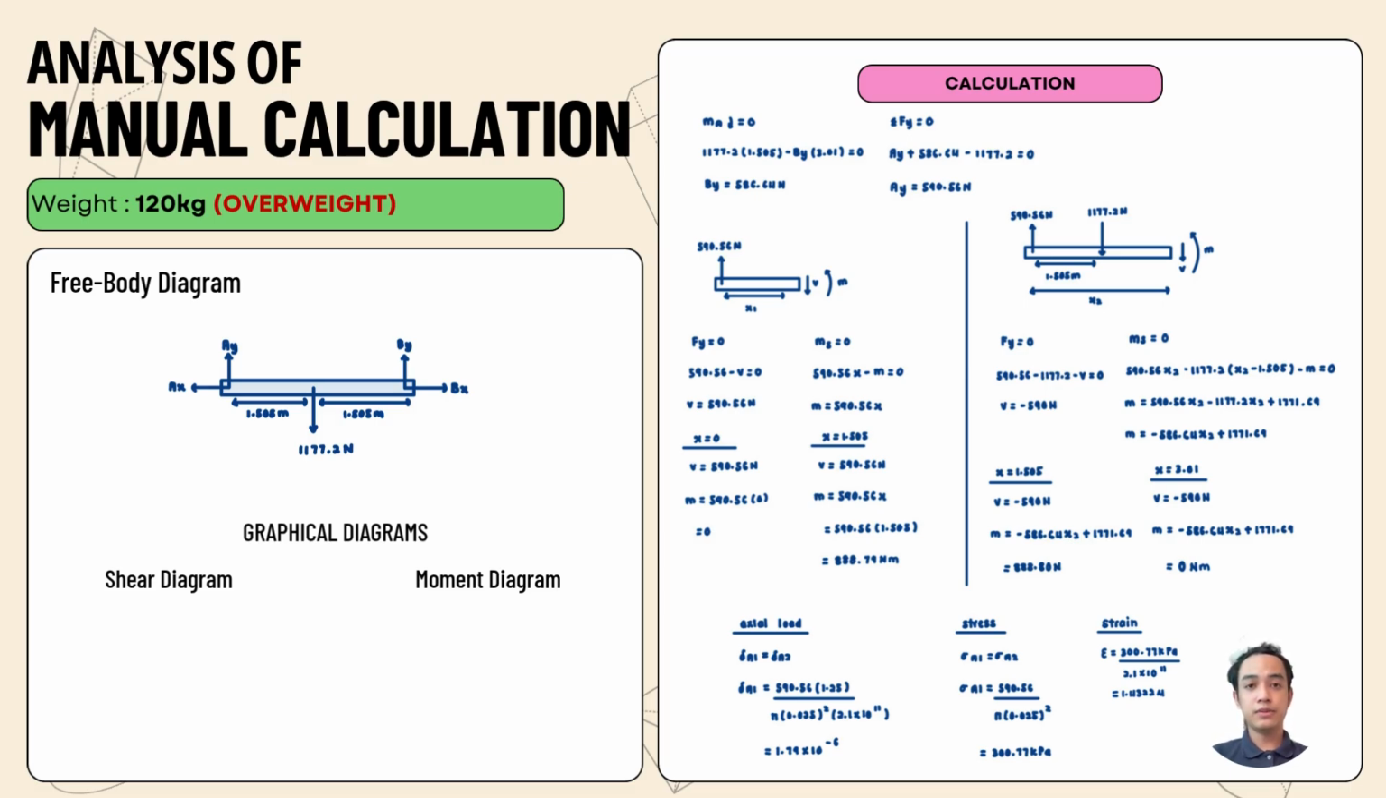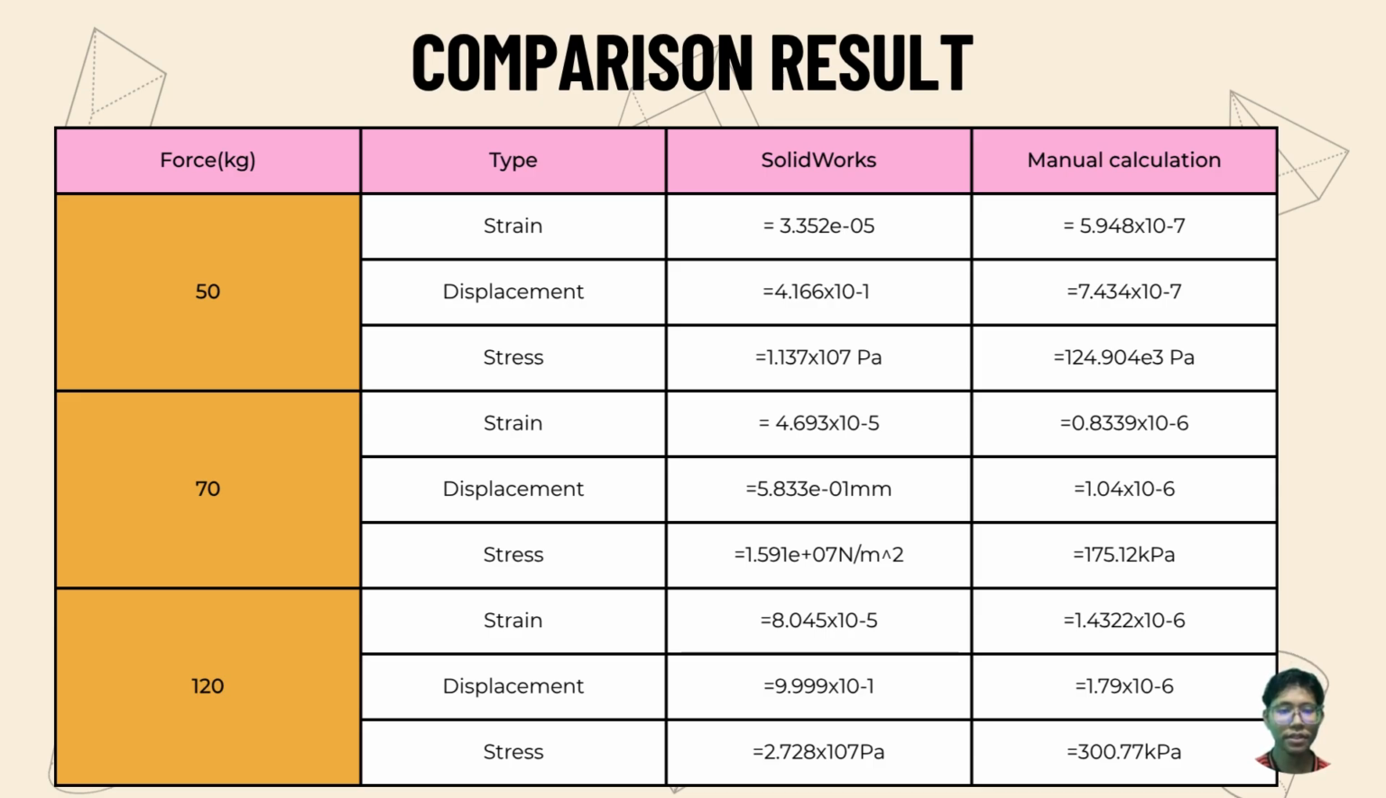And again, we need to calculate the displacement by using axial load, which the formula is PL over AE. We got 1.79 times 10 power of negative 6. And the last one is for the stress. The formula is P over A. We got 300.77 kilopascal.